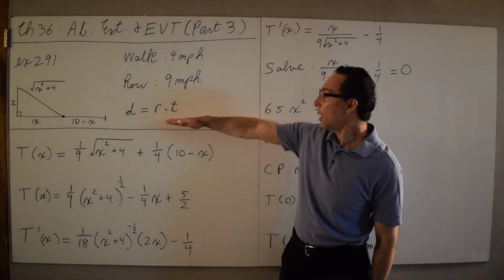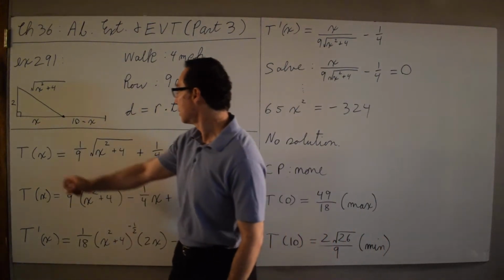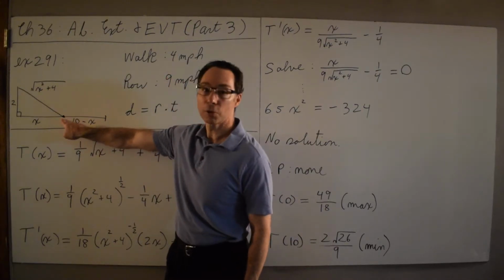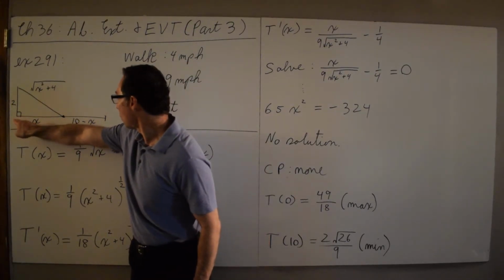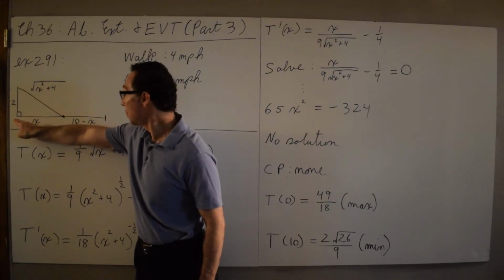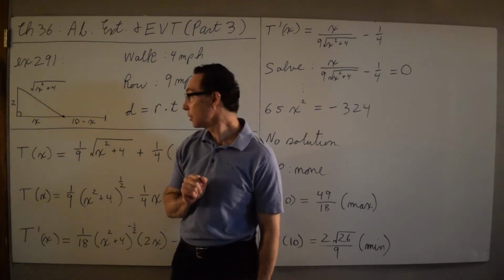And that time is going to be a result of a decision. And the decision is this: at what point along the shoreline will he pick to row to? So we're going to call this distance, straight across the shore here, and we're going to call this distance x. So the part that he would walk is 10 minus x.